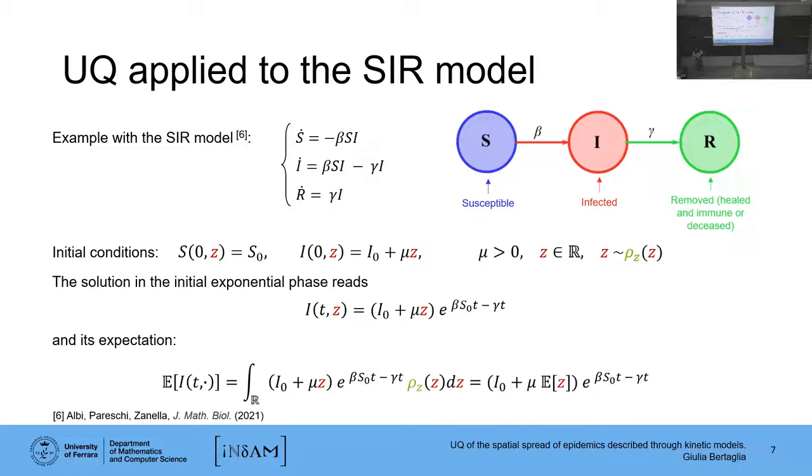So the simplest case that we can consider to describe the spread of an epidemic is the compartmental SIR model that was introduced by Kermack and McKendrick, as I said at the beginning. In this model, we consider that the population is divided into three compartments. The first is the compartment of susceptible people, who might contract the disease. Another compartment is the infected people, who are infected and can infect others. And the last compartment is the removed people, who are removed from the game because they are either healed and immune or unfortunately deceased.